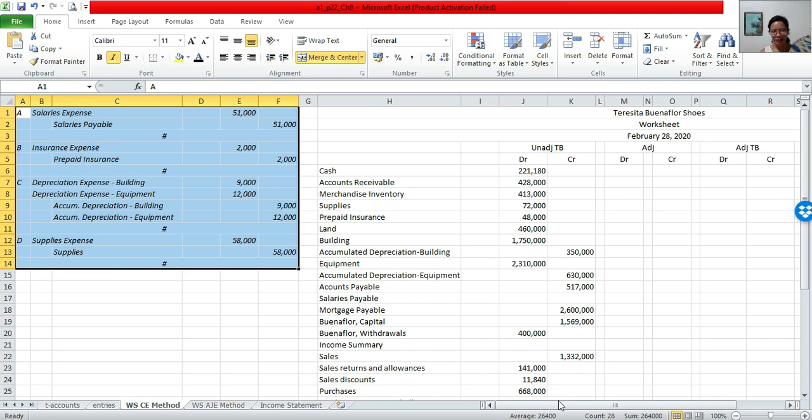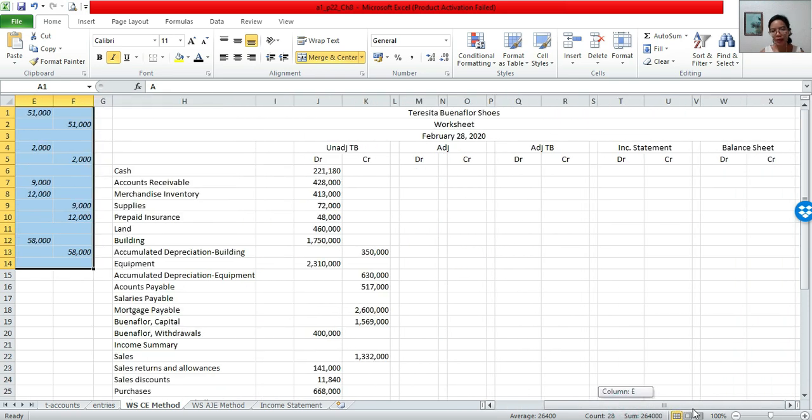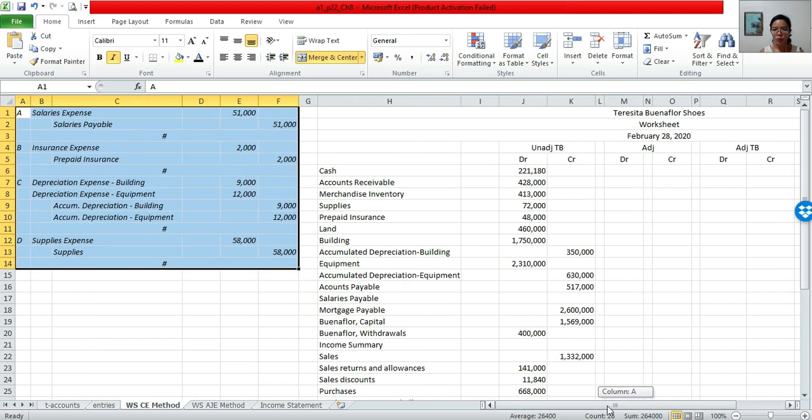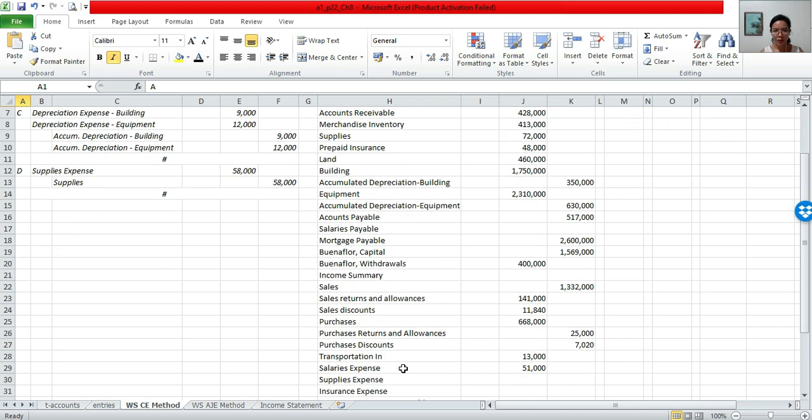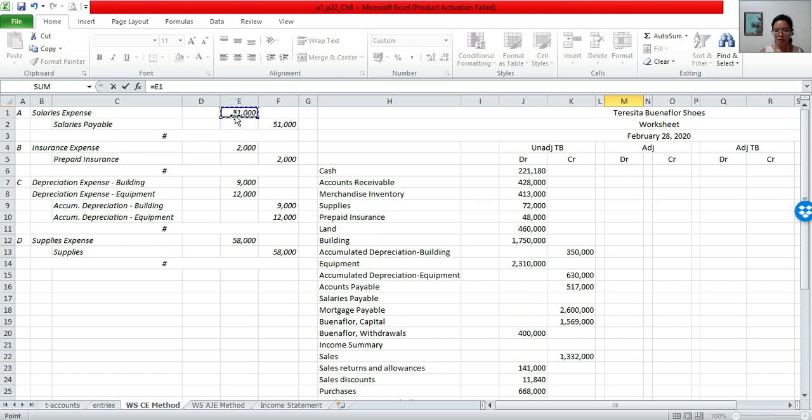Okay, so let us now try to complete our worksheet after we have determined what the necessary adjusting entries are. Let us complete our worksheet. So I have already opened here the worksheet with the blank money columns so that we could work on it together. So the first adjusting entry refers to salaries expense. So let's try to locate our account title for salaries expense. So that shall be letter A for salaries expense, the amount being 51,000.